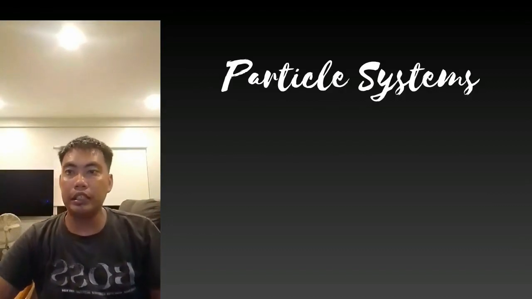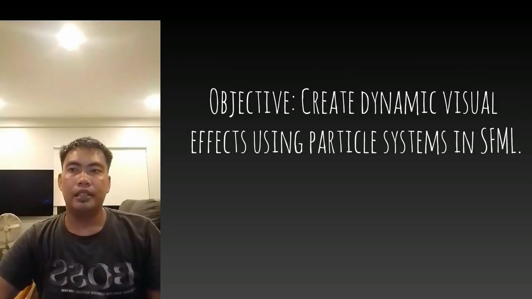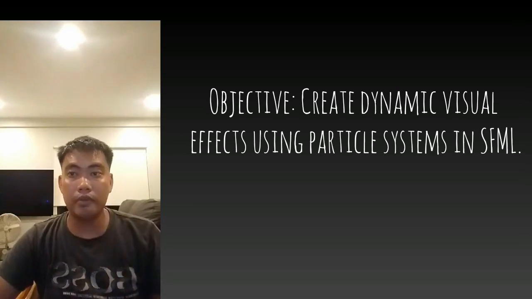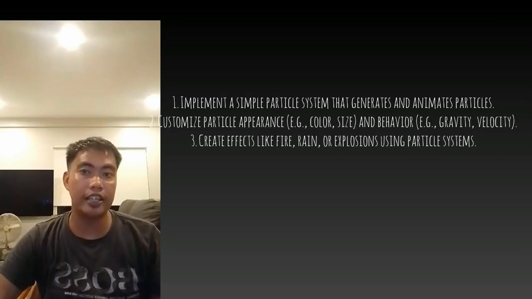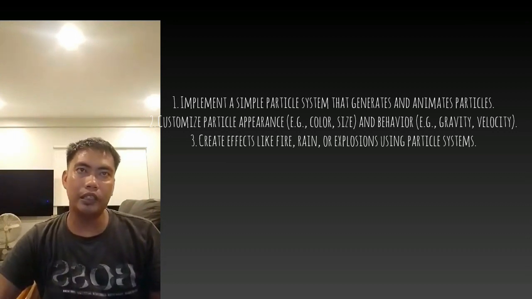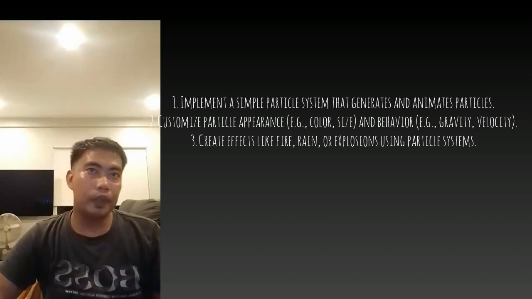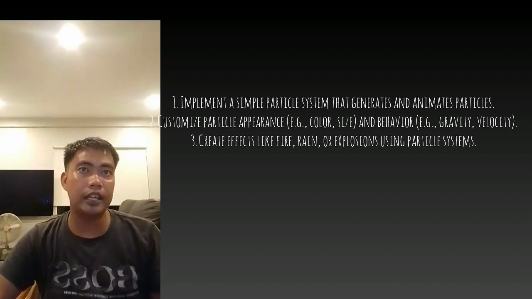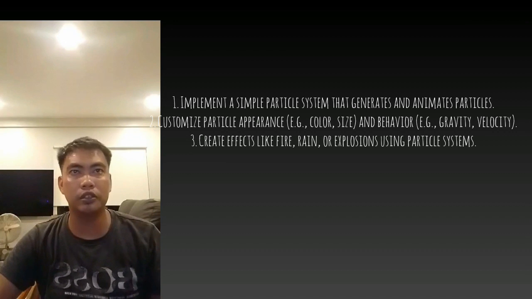Exercise number 8: Particle systems. Objective: create dynamic visual effects using particle systems in SFML. Number 1: implement a simple particle system that generates and animates particles. Number 2: customize particle appearance, for example color, size, and behavior, for example gravity and velocity. And number 3: create effects like fire, rain, or explosions using the particle system.